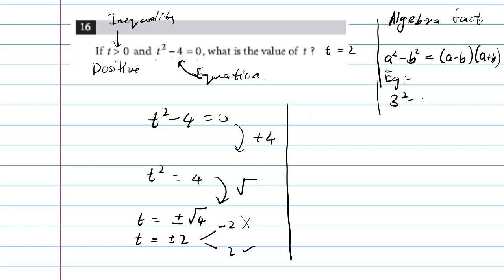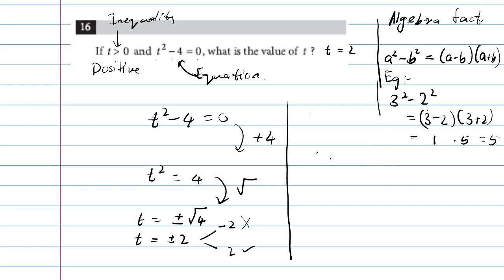3 squared minus 2 squared. So you end up having 3 minus 2 times 3 plus 2. If you don't like squaring numbers, you can try this method. 3 minus 2 is 1, 3 plus 2 is 5. The answer should be 5. I hope you get the idea.